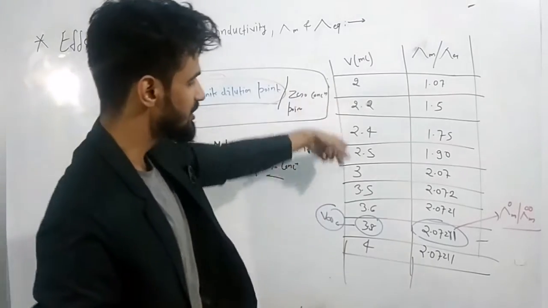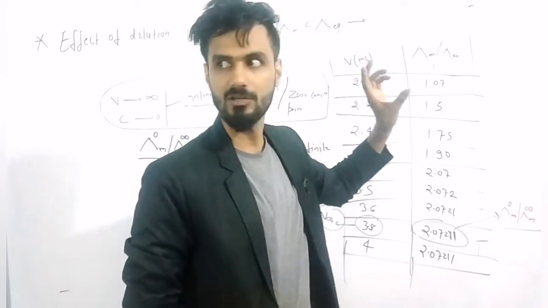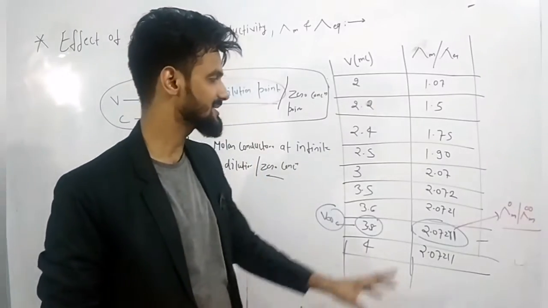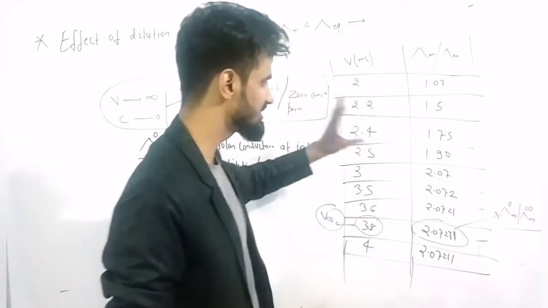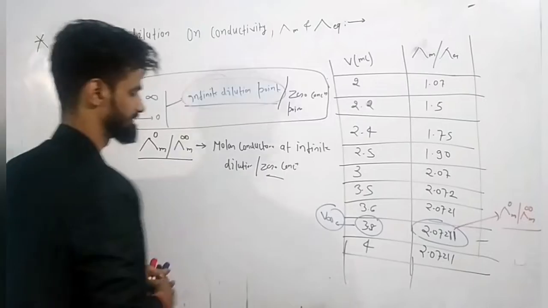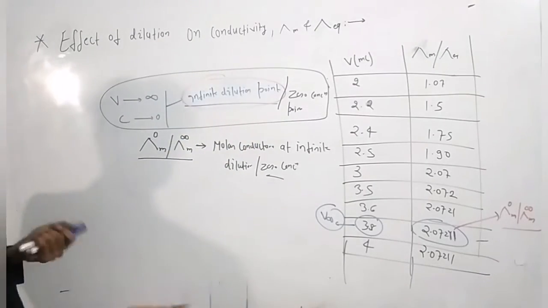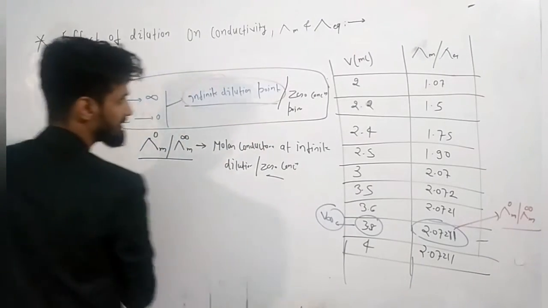At the volume at which kappa molar or kappa equivalent is not going to change, that point will be called the infinite dilution point. Okay, so I think up to this point it's very clear. Just jot it down fast.